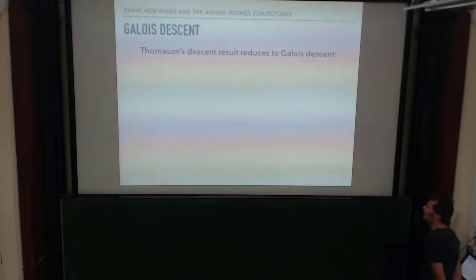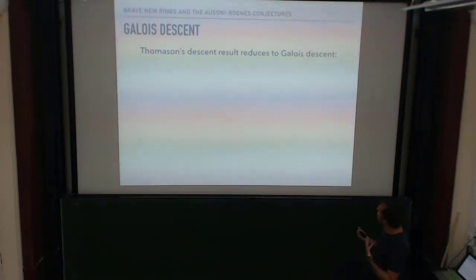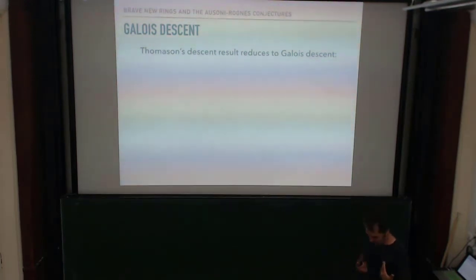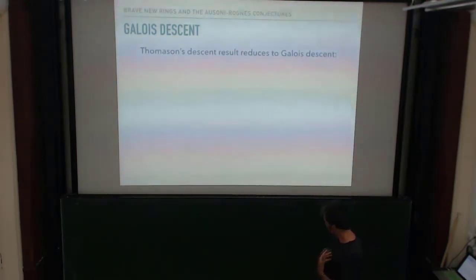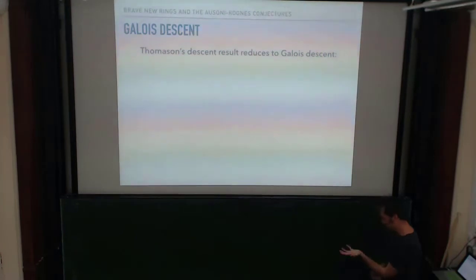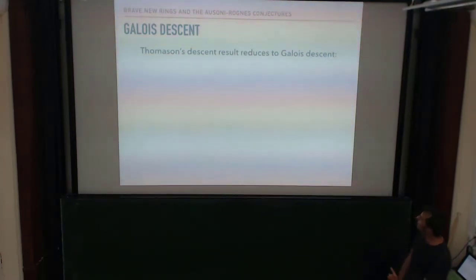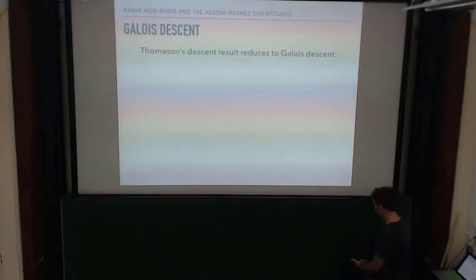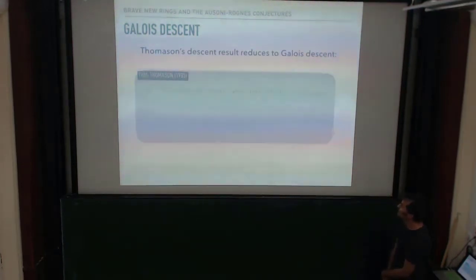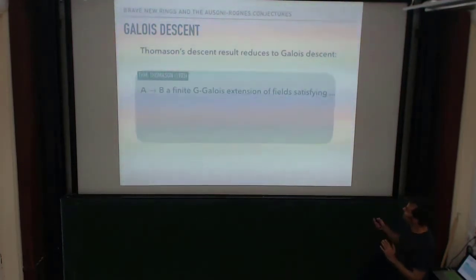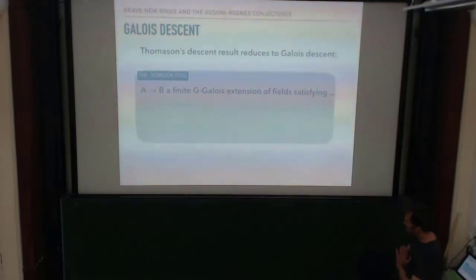So it turns out Thomason's descent result reduces to Galois descent. So really, if you prove an étale descent and the sort of Galois descent, you'll end up recovering Thomason's descent. So what is Galois descent telling me? We're not going to worry about pro-groups or hyperdescent. We'll just deal with ordinary descent for now.